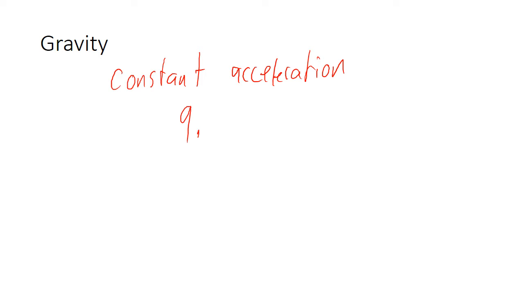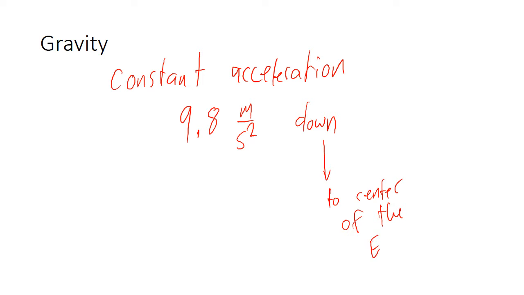It is 9.8 meters per second squared, and it is going down. Since it's always going down, by down we mean to the center of the Earth. So if you're in some place like Australia, it's still going to be going down, even though your down is a different down than normal people's down. Got it. So the main idea here is it's an acceleration.